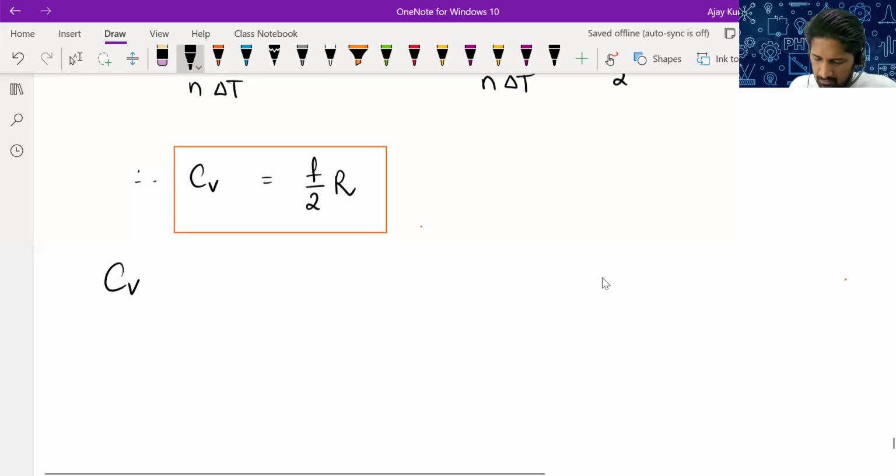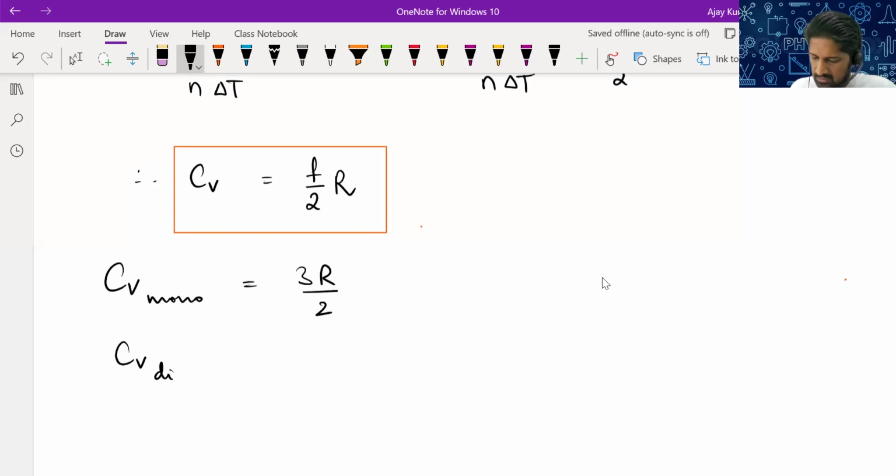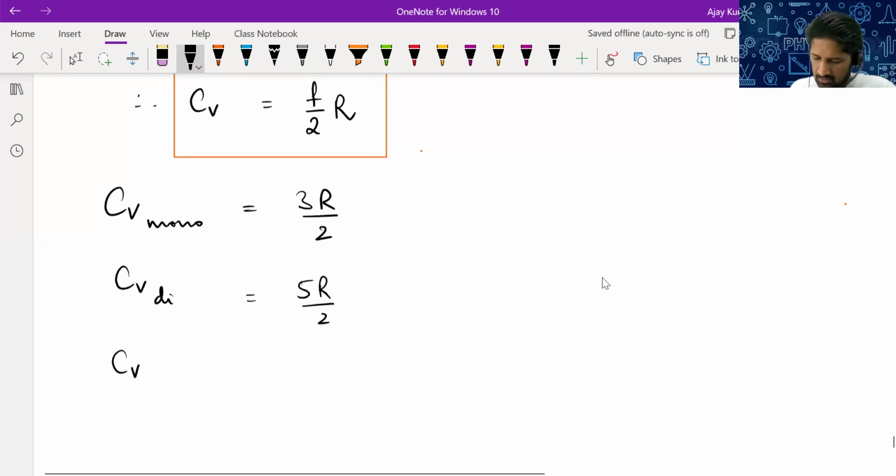So Cv for monoatomic gas will be 3R by 2 because monoatomic gas has 3 degrees of freedom. Cv for a diatomic gas: diatomic has 5 degrees of freedom, so 5R by 2. And for polyatomic nonlinear molecules, it will be 6 degrees of freedom, so 6R by 2, that is 3R. So it depends on the gas, varies from gas to gas.